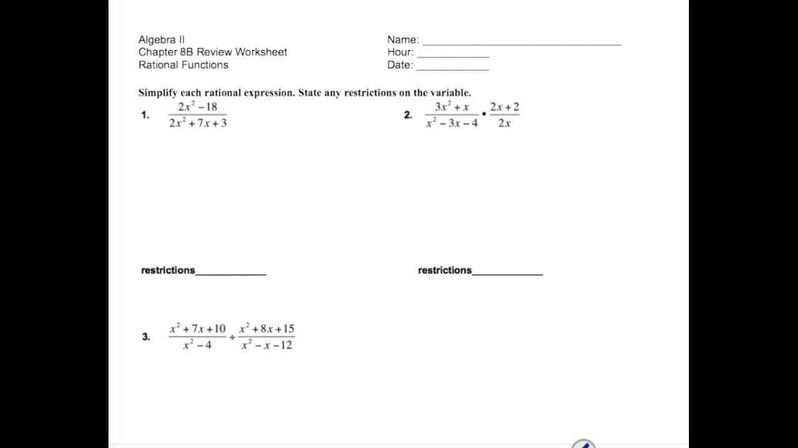What could we do? We could take a 2 out. If we factor out a common 2, we have an x squared minus 9 left. How does that factor? All right, so the numerator becomes 2 times x plus 3, x minus 3. Okay, denominator. Can we factor anything common out?